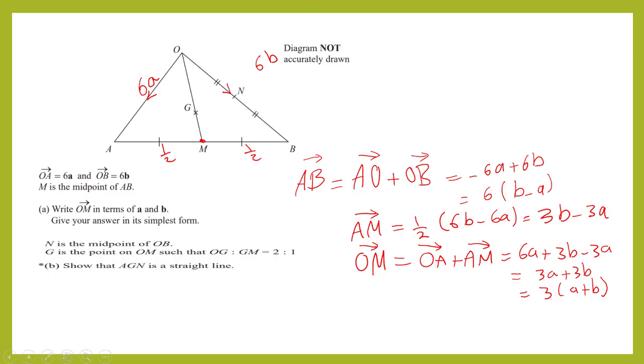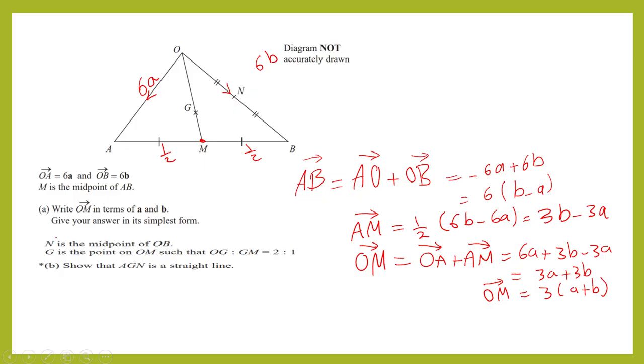OM is OA, then AM. So it will be 6A plus half multiplied by AB. The half of AB will be 3B minus 3A. If you add them together, it will be 3A plus 3B, which is at the end 3 multiplied by (A plus B). Okay? So now we got OM.